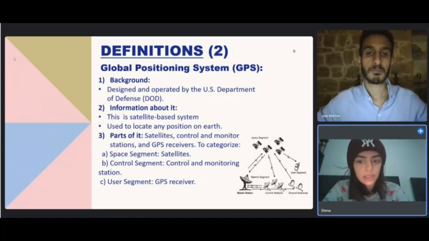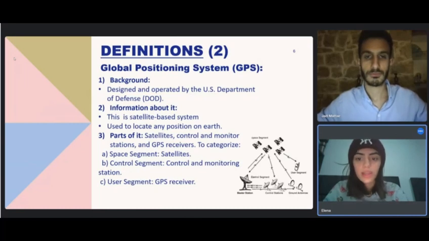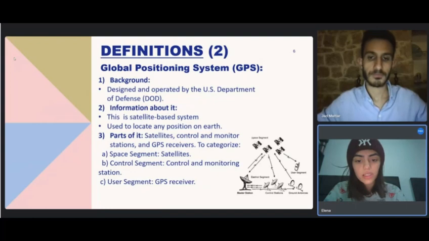The Global Positioning System is a system designed and operated by the U.S. Department of Defense, the DoD. It is a satellite-based system which is used to locate any position on Earth. It has different parts which can be categorized into space segment, control segment, and user segment. The space segment includes satellites, the control segment includes control and monitoring stations, and the user segment has the GPS receivers.